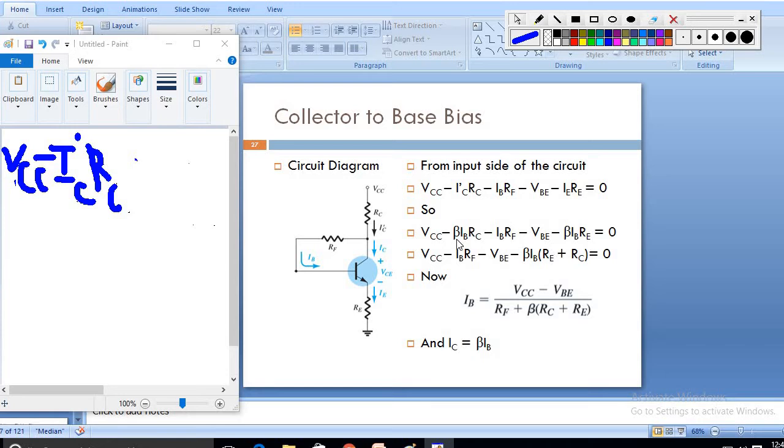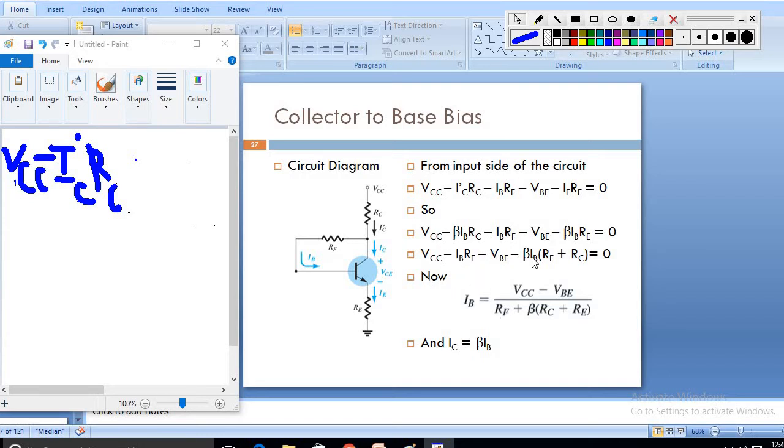After rearranging this equation, what will we get? I am considering this and this, taking minus beta IB as the common term. What will be left out here? RE plus RC, after taking minus beta IB common. The minus VBE is kept as it is, minus IB RF is kept as it is, and VCC is kept as it is. Only these two terms I am taking minus beta IB common. What is left is RE plus RC, and the remaining three terms are kept as they are.